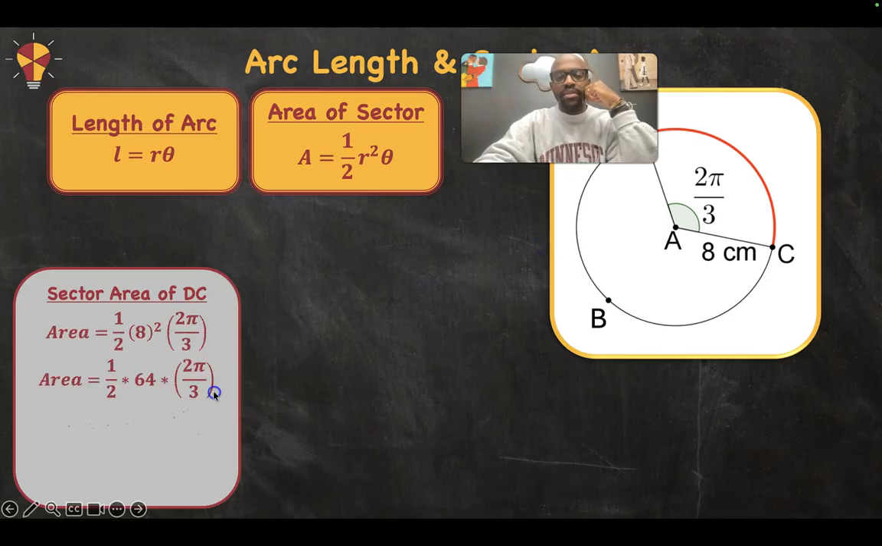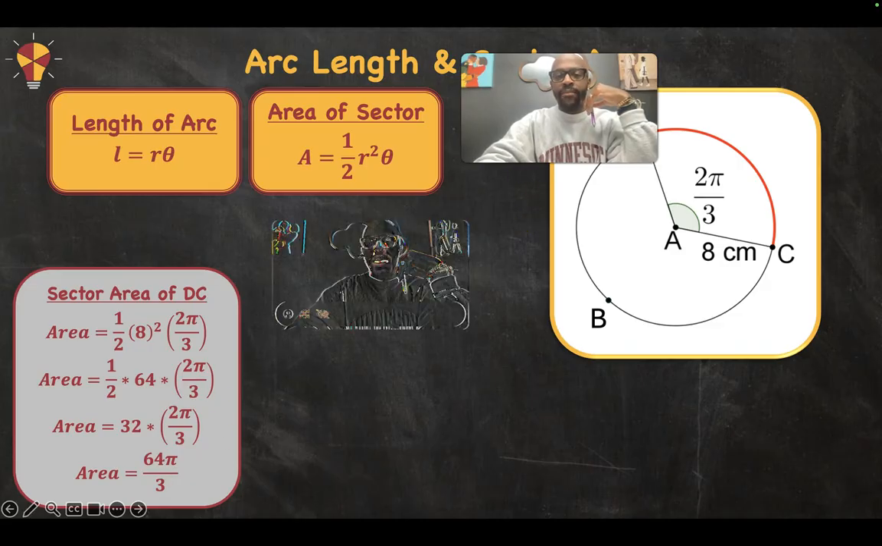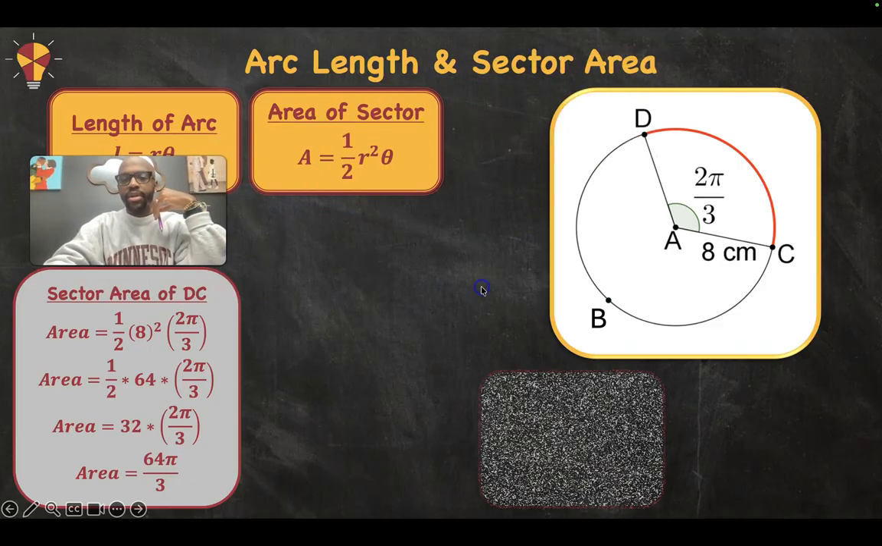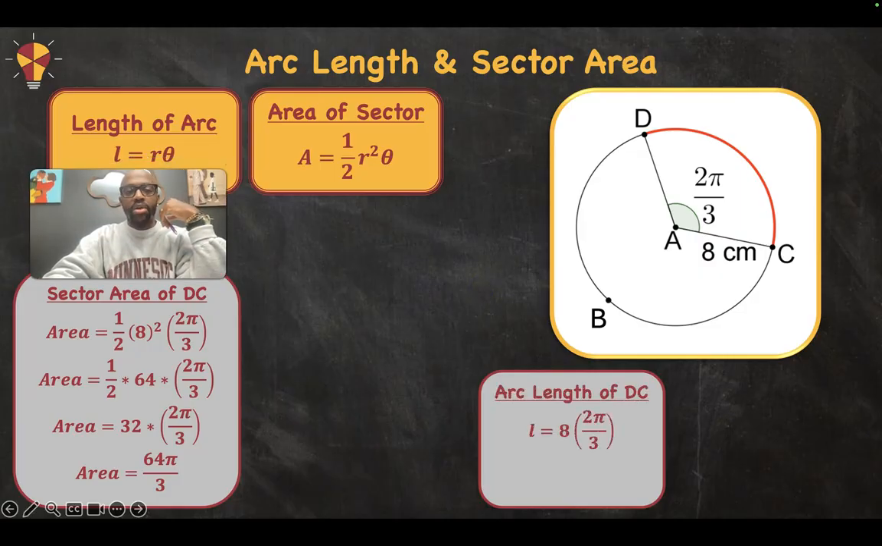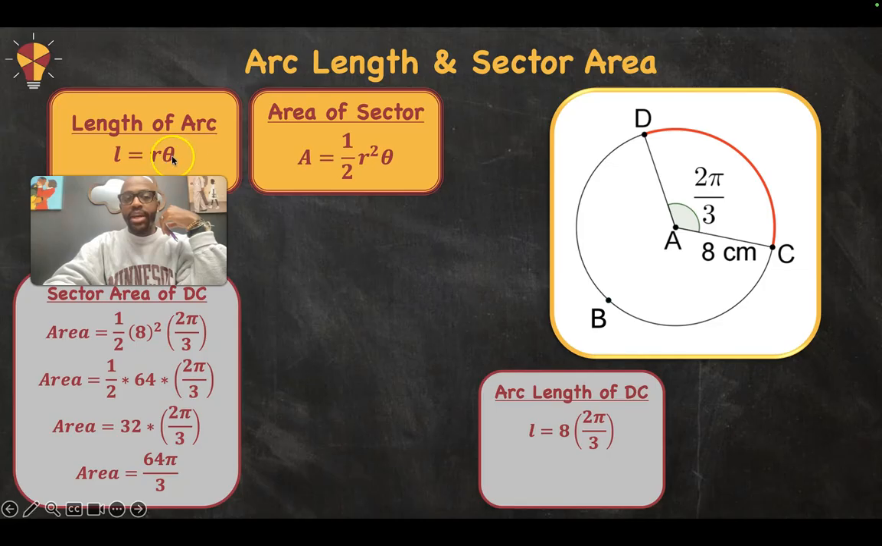Let's go ahead and plug it in and evaluate. For a problem like this, you need to be able to get to this step by yourself without a calculator. So that's just something to keep in the back of our mind. So now let's look at the arc length of the same sector of DC. We'll just plug in the radius and the angle. And once again, we'll simplify and we'll get 16 pi over 3.